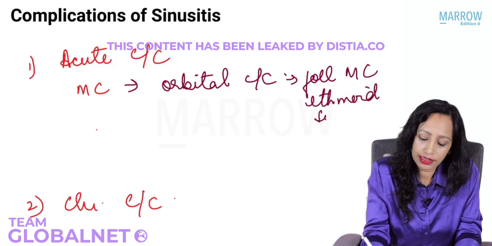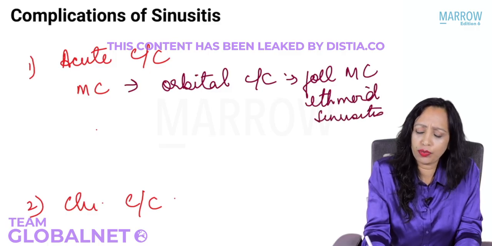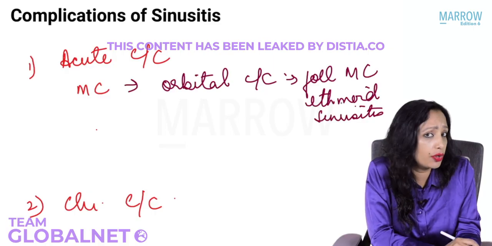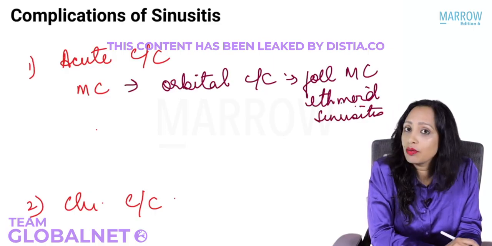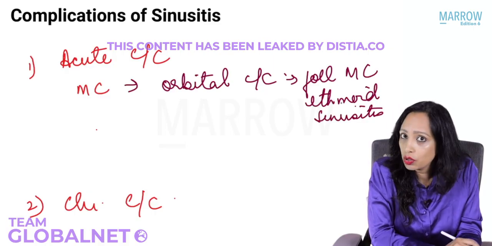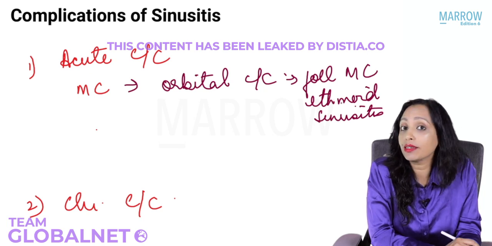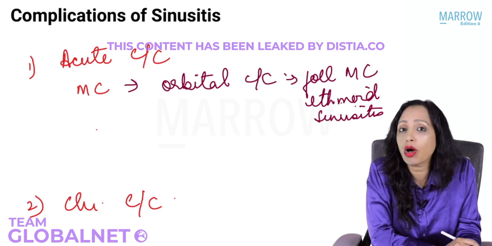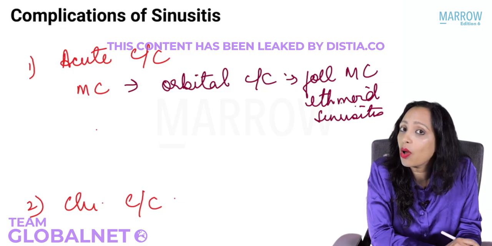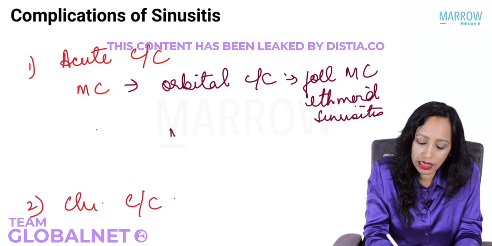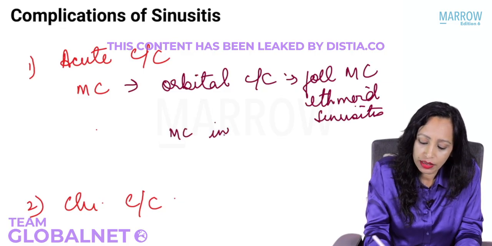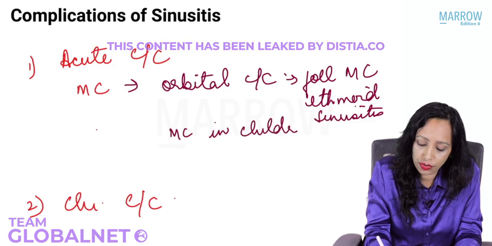Ethmoid sinusitis. And if I ask you, ethmoid sinusitis is seen most commonly in children or adults? Yes, it is seen more commonly in children. So complication of ethmoid sinusitis, that is orbital complication, will be seen more commonly in children or adults. Yes, this will also be seen more commonly in children.